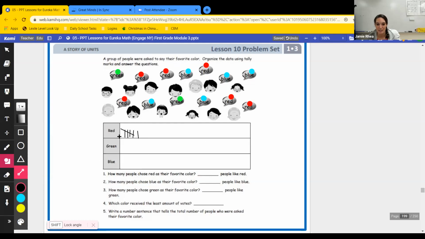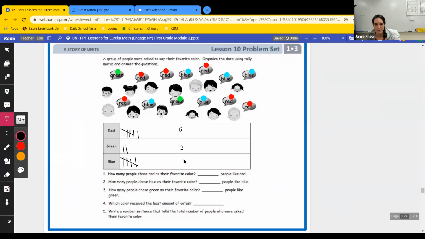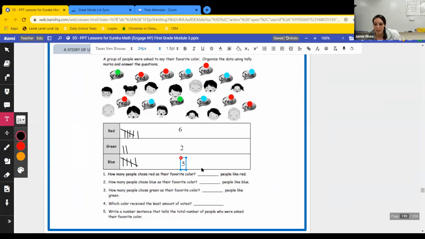I've got 6. Now let's look at green. I see 1, 2 green, so I'm going to make 2 lines. Again, they don't have to be perfect. Okay, now I'm ready to count my blues. Let's count 1, 2, 3, 4, 5. I have 5 blues. Okay, now if you need to, you can come over here and you can say there are 6 red, 2 greens, and 5 blues if it helps you, okay?